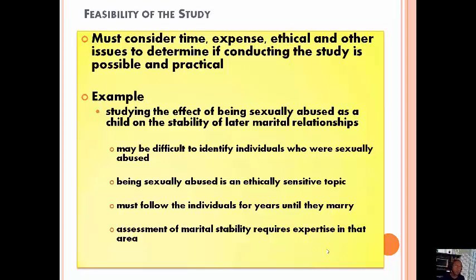You have to follow the individuals for years until they marry. So clearly, this excludes itself from a longitudinal study. It would be both time intensive and expense intensive. And of course, the assessment of marital stability requires expertise in that area. How do you operationalize marital stability? What exactly is that?